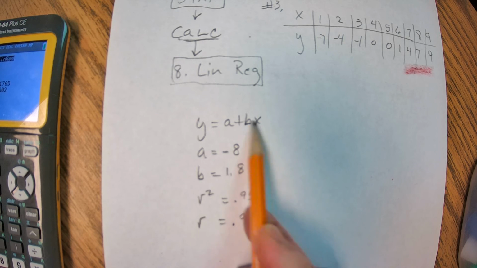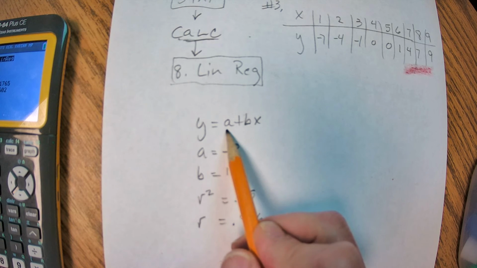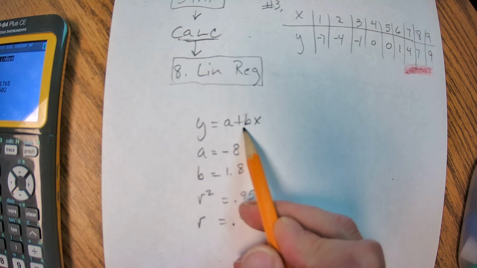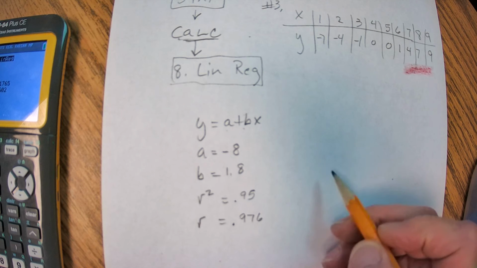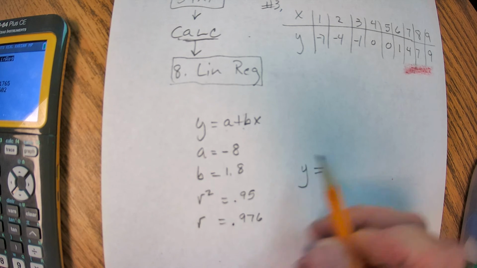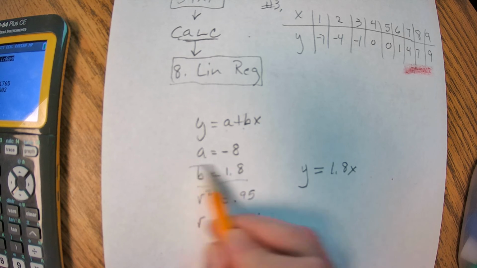All right, so the way this is written, I know that A represents the y-intercept and B represents the slope in this case. So the equation of this line would be y equals, there's the slope, and there's the y-intercept.